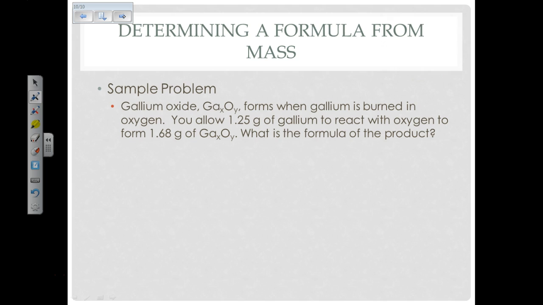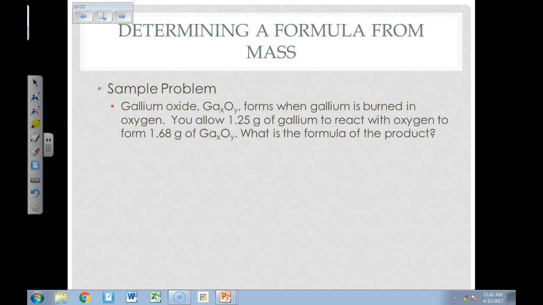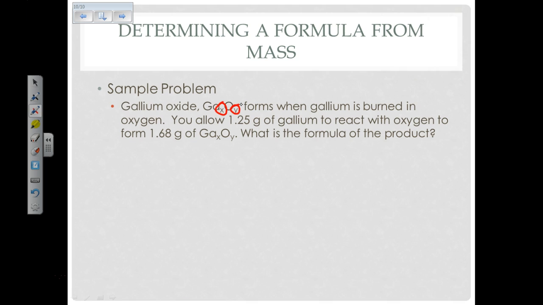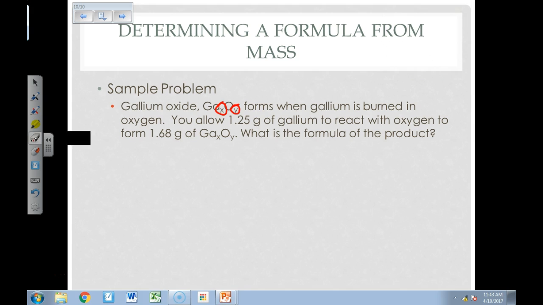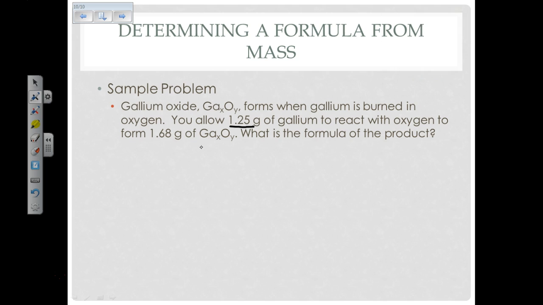So here's the example. Okay, gallium oxide, GaxOy, and we use x and y just like we would in math class because we don't know what these are, and by the time we're done with the lab, we're going to be able to determine those things. So they're unknowns. We know that they have to be some sort of whole number though, a whole number mole ratio. So it says gallium is burned in oxygen. You find the mass of gallium beforehand, and when it burns, you get this mass, and then you want to know what the formula of the product is.